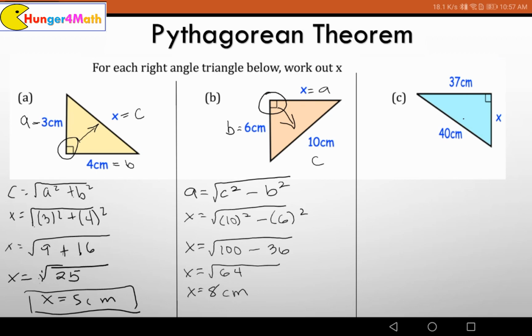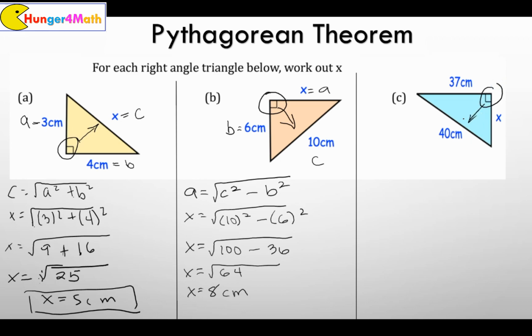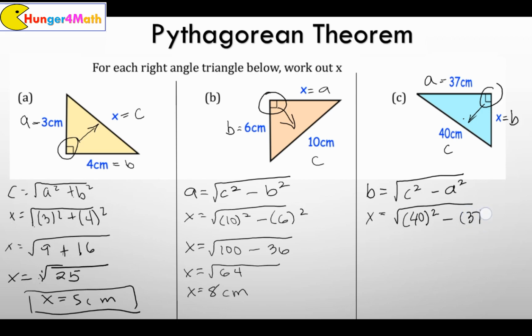Moving on to our letter C. Once again, first identify where your hypotenuse is, and that's the side opposite the right angle, which is 40 cm, and that is your C. Now here 37 cm, let's name it as A. Again, we can name it also as B as long as it's the shorter side, and X will be our B. Again, you can change it into A. So our formula will be B is equal to the square root of C squared minus A squared. So B is X is equal to the square root of C is 40 squared minus A is 37 squared.